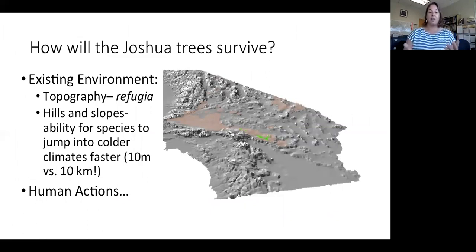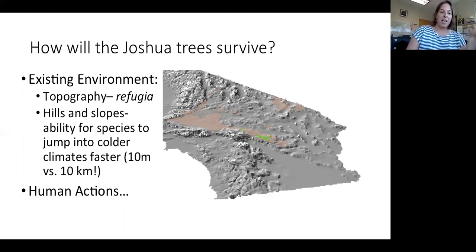Existing environment. Like I said, we have this wonderful topography in California, mountains, a lot of different slopes. Joshua trees will have a hard time crossing flat distances. To get into the same cooler climate, you'd have to go about 10 kilometers, as opposed to 10 meters uphill. Because of this topography, these trees are able to, quote unquote, move or recruit better uphill. So that might be a way for them to survive into the future.